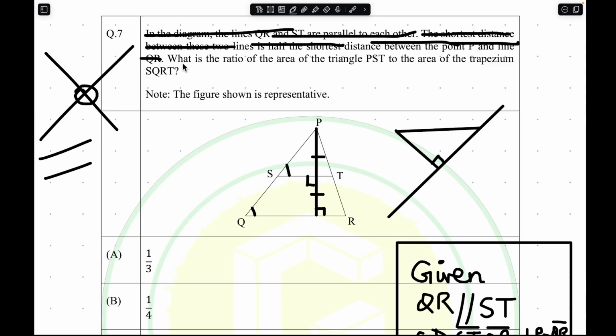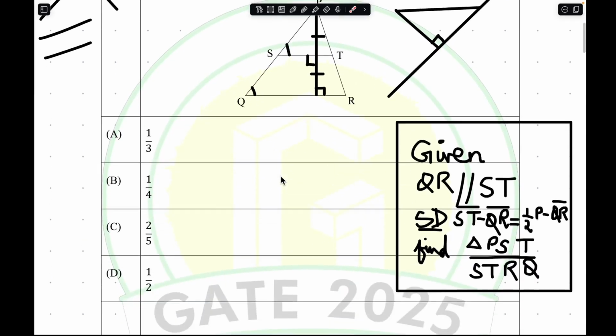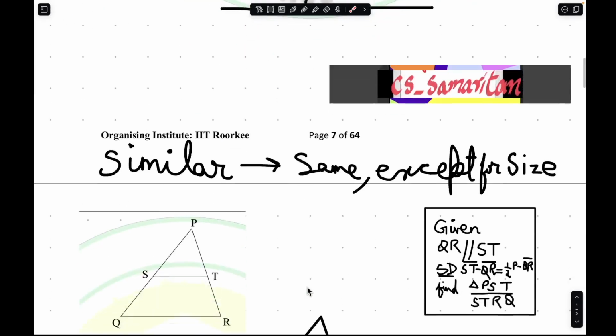The question demands: what is the ratio of the area of the triangle PST to the area of the trapezium PQRT? What am I even saying, man? SQRT. So this is a trapezoid and this is the triangle. If the numerator had this area and the denominator had this particular area, that is what we are trying to find over here. So I write it over here also separately.